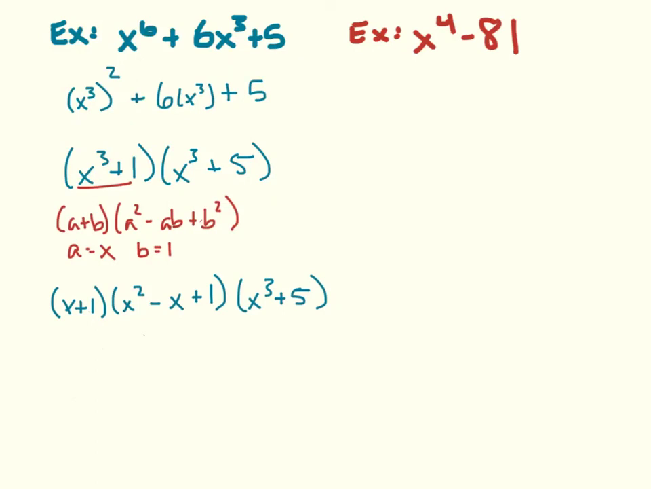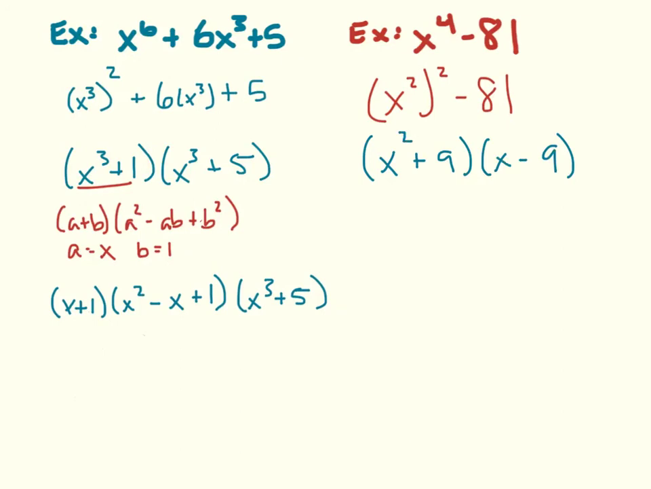Alright, so for our last example, x to the 4th minus 81. What got squared to get x to the 4th? Yeah, x squared squared minus 81, right? So now I picture this like it's just an x squared. So, is 81 a perfect square? Yes. Yeah, so this is difference of two squares. But instead of, we're used to writing x plus 9, x minus 9. Now we're going to write x squared plus 9 and x squared minus 9.